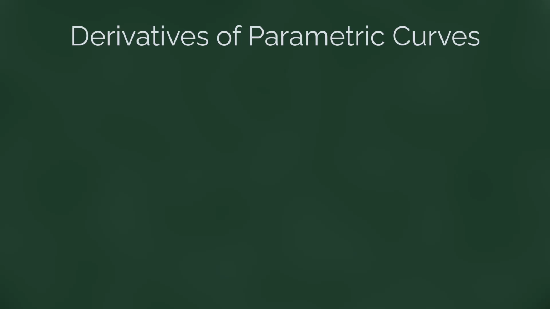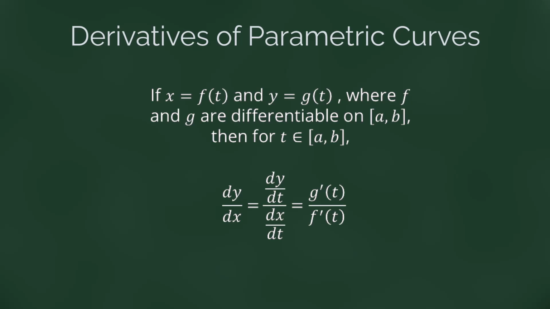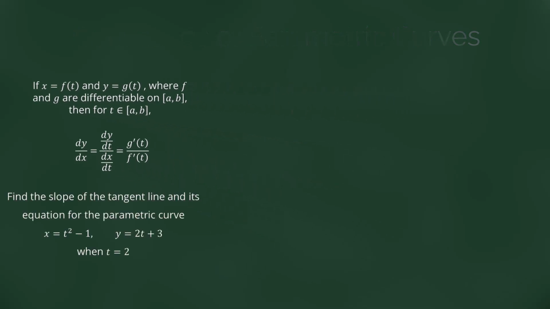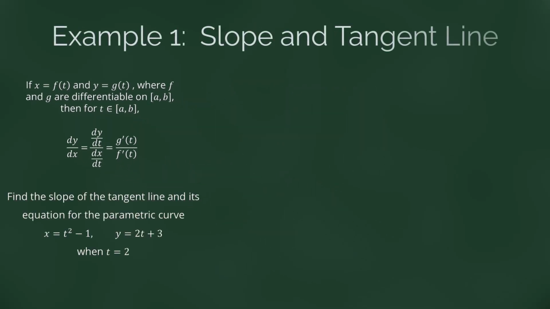A simple application of the chain rule allows us to extend this then to find the derivative. We can see that dy dx, the ratio we're looking for, is equal to dy dt divided by dx dt, which we can write as g prime of t over f prime of t, when x is equal to f of t and y is equal to g of t. Let's take a look at an example.